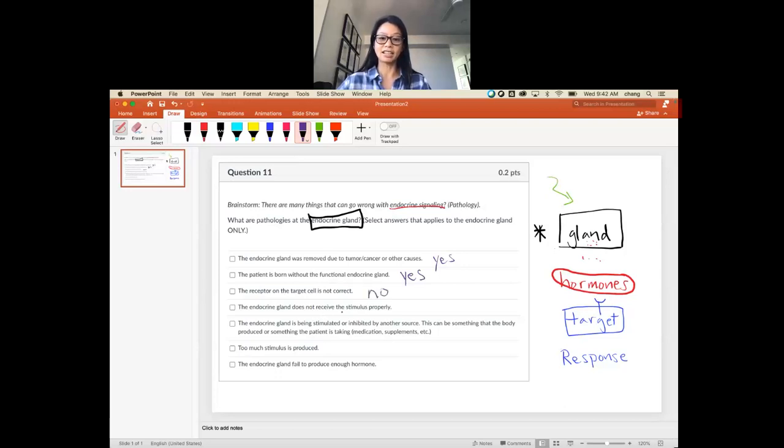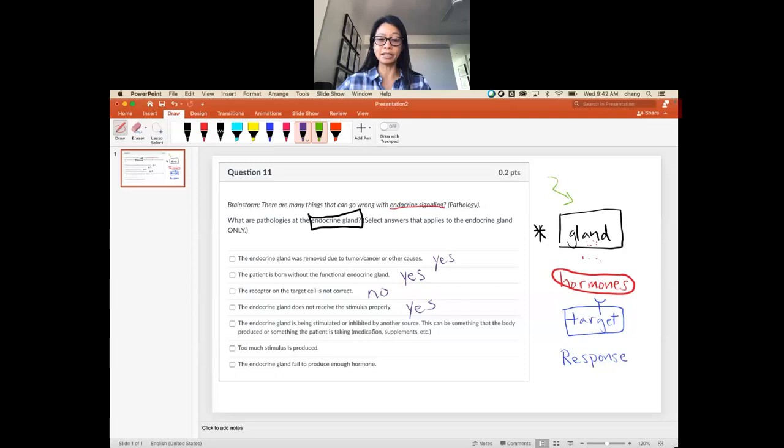The endocrine gland does not receive the stimulus properly. Here's the stimulus coming in, and the stimulus is received by the endocrine gland. If it does not receive that properly, nothing downstream will work. I talk a lot about steps 1, 2, 3, 4, 5. If you don't have step 2, you can't continue to 3, 4, and 5. So that is a yes.